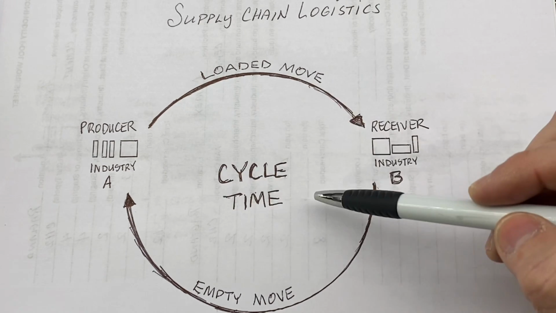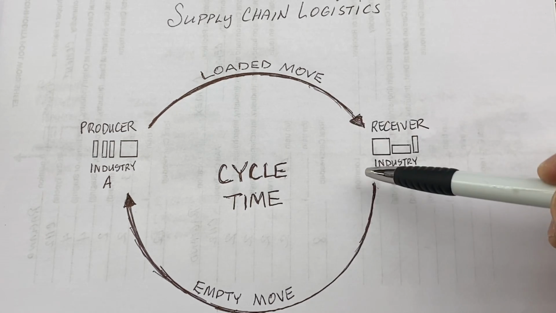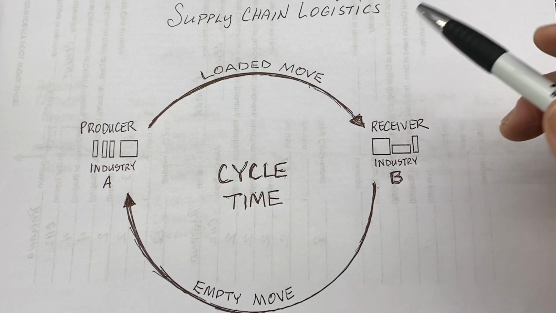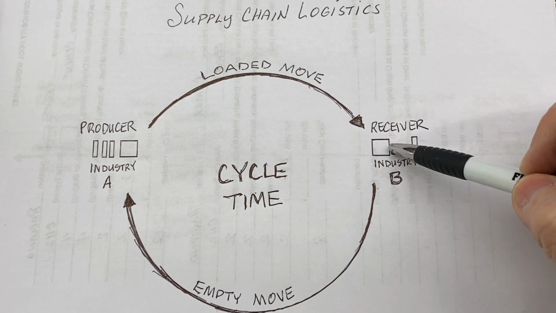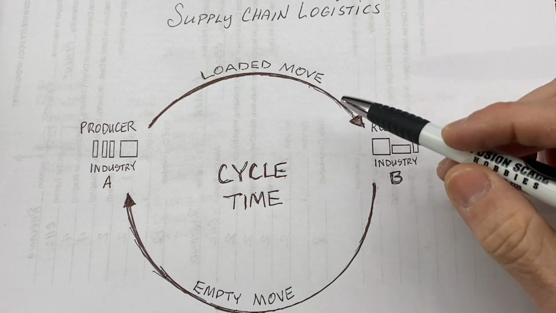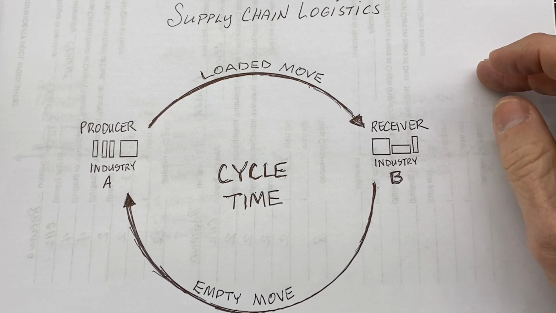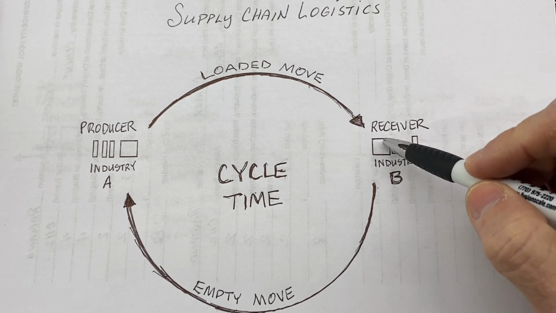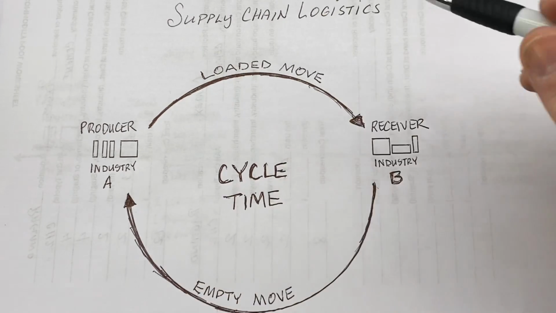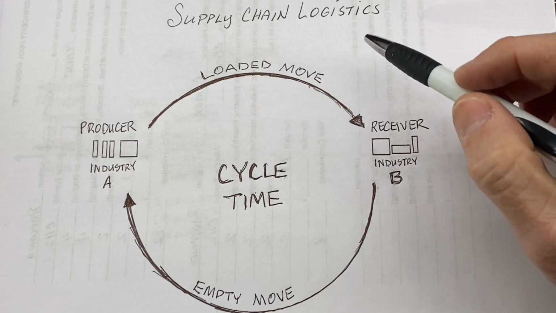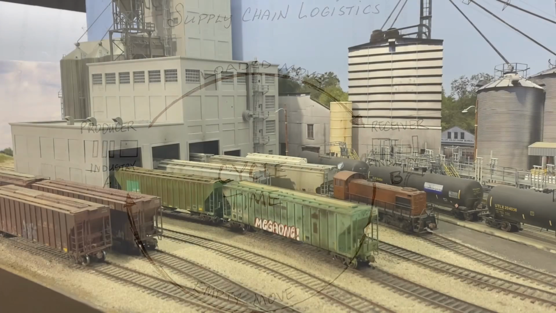So these cycle times vary. They could be pretty quick depending on the type of load that's in the car. Definitely a perishable car, hauling a perishable load, will want to be moved to the customer and unloaded before the product goes bad. But there are loads like plastic pellets that may stay for months at the industry before they're actually released to go back to the origin. So this is considered the cycle time in supply chain logistics.